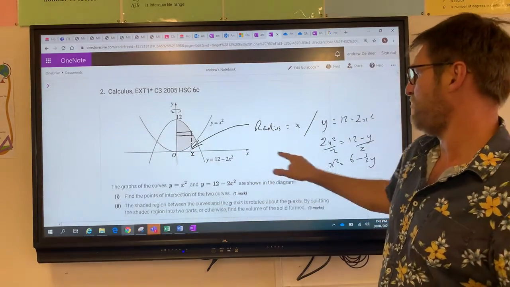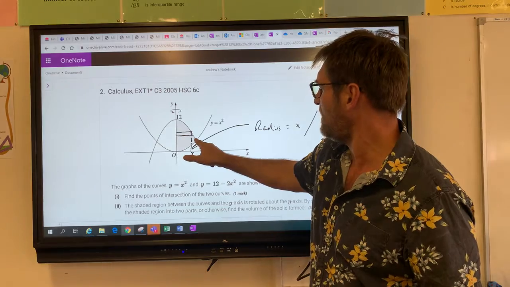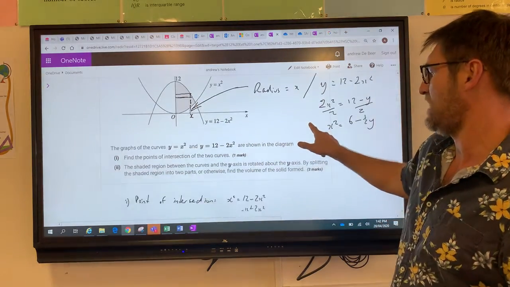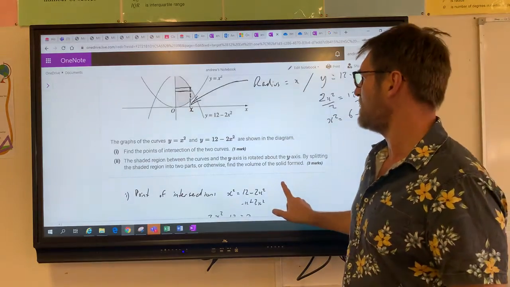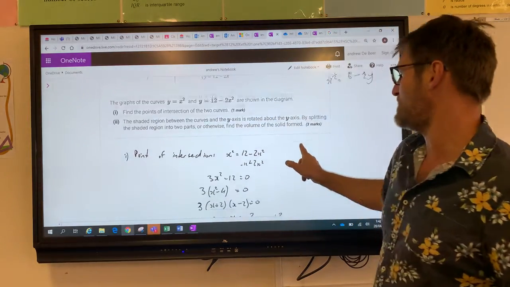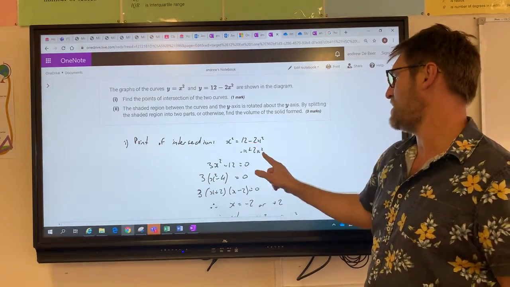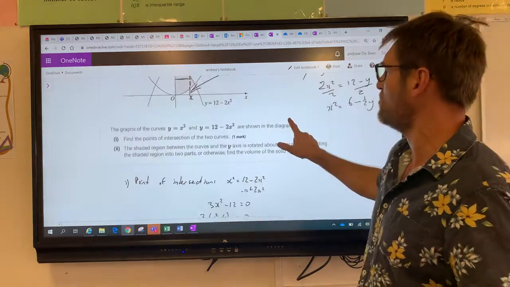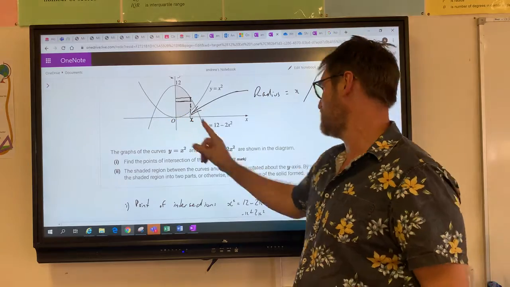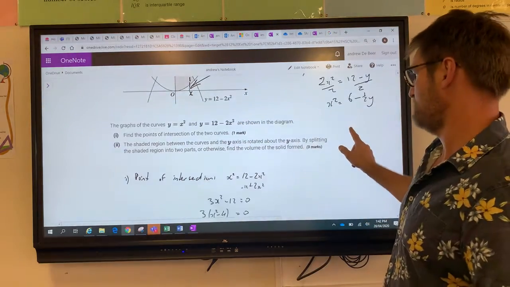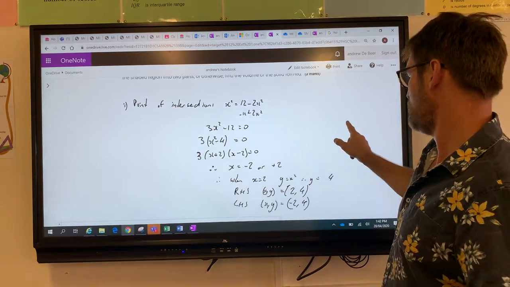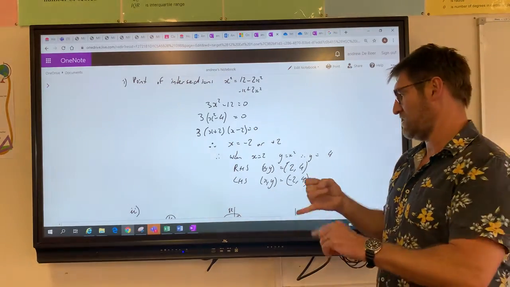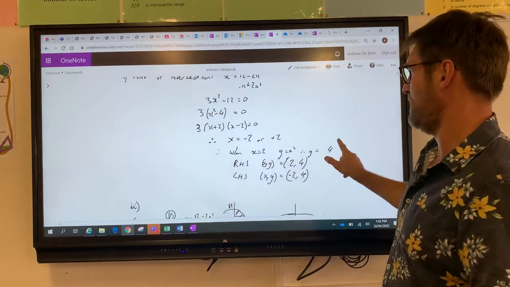Setting up the question, find the point of intersection here. That's got nothing to do with calculus yet. The point of intersection is where those two curves are the same. Solving, I get x equals -2 or 2. That makes sense on my diagram. Also don't forget it says the point of intersection, so I have an x and a y. I've done all that stuff there.